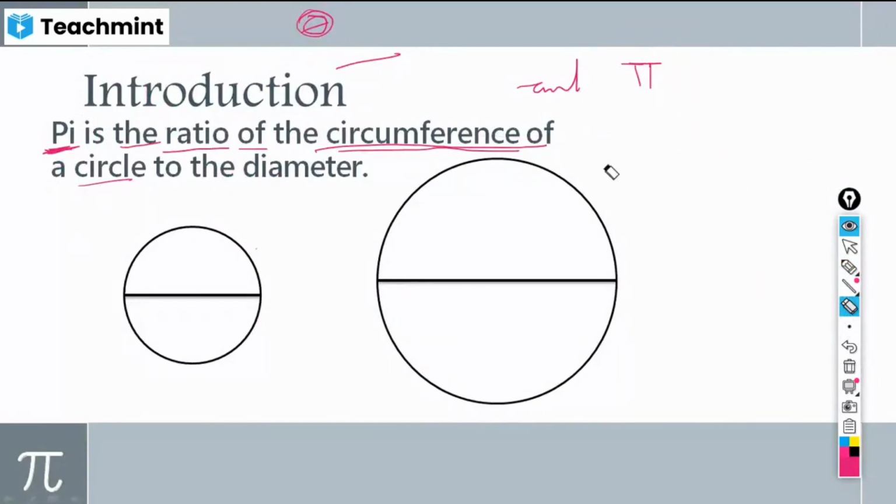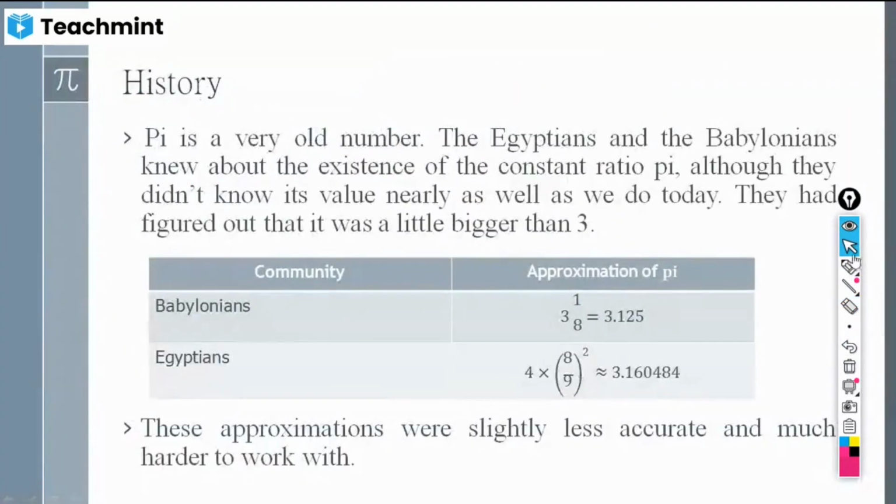Okay, now let us move to the next slide. The next part is the history of pi. Where are we getting this pi from? See, pi is a very old number. It is not that we have been getting pi only these days. It has been from the very old days, from the time of civilization. I hope you know the time of civilization, right? So, before, BC.